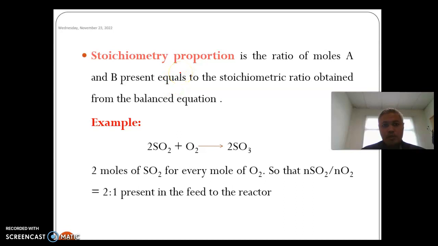Stoichiometric proportion has the same concept with what we have learned previously, where we need to look at the formula, the reaction, and then from this chemical reaction, we know that 2 moles of SO2 reacted for every mole of O2. So the proportion is 2 to 1. N SO2 to N O2, SO2 to O2 is 2 to 1, present in the feed to the reactor.